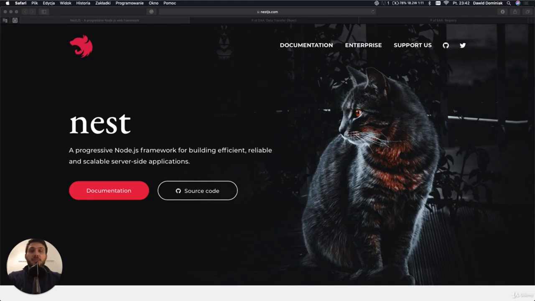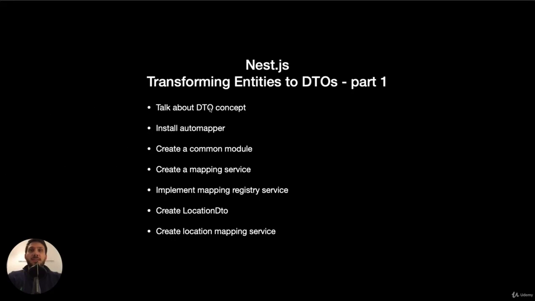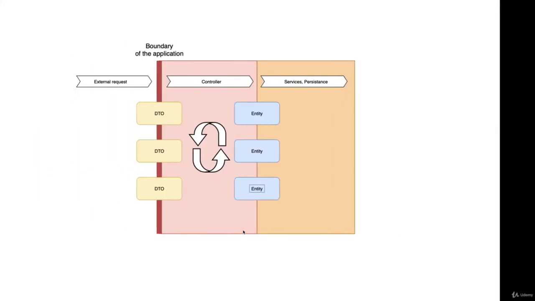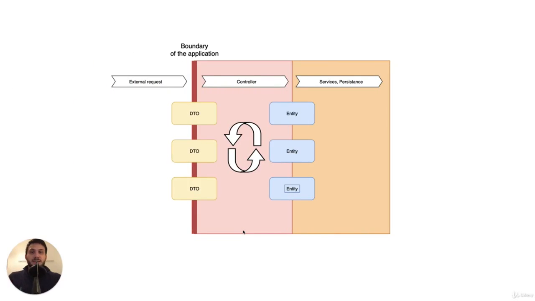Hi and welcome to this lesson. In this lesson, I'm going to show you how to transform entities to DTO. This lecture might last long, so I decided to divide it into two parts. Let's have a look at the agenda. We'll talk about the DTO concept. We'll install Automapper, create a common module, create a mapping service, implement the mapping registry service, and create the location DTO. Finally, we'll create the location mapping service.